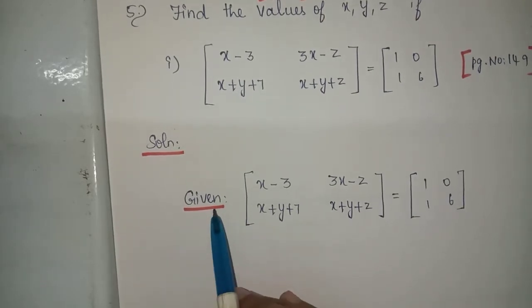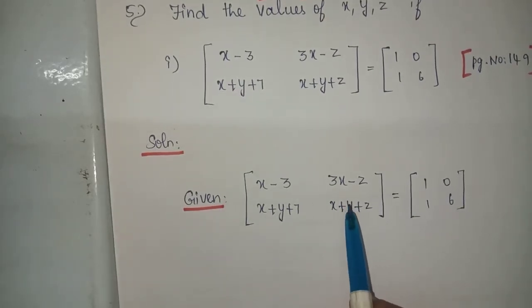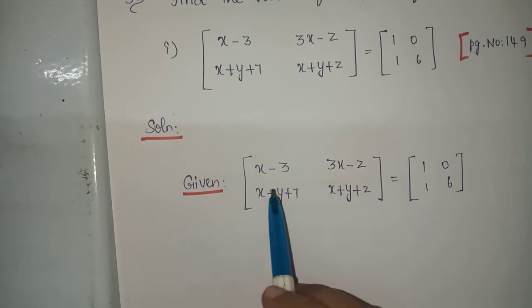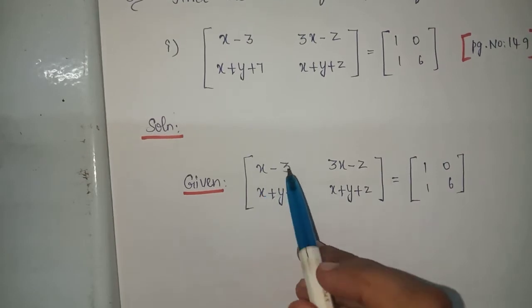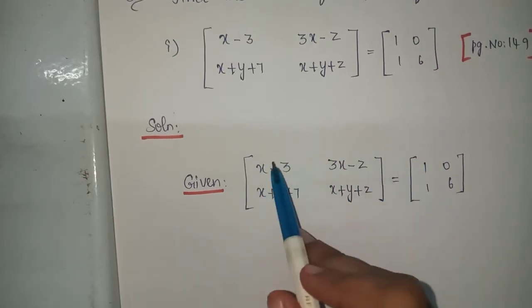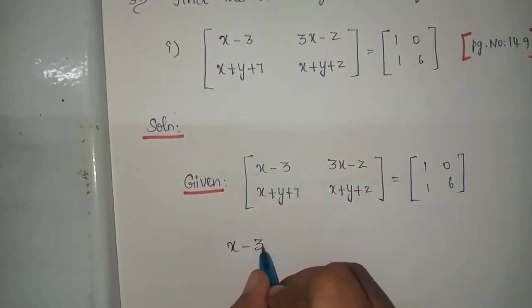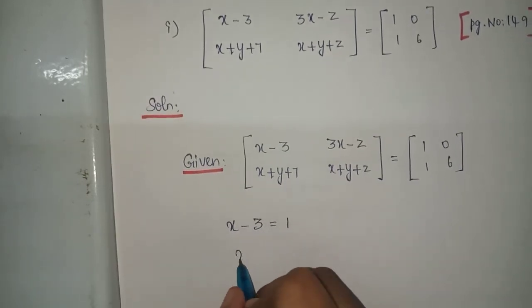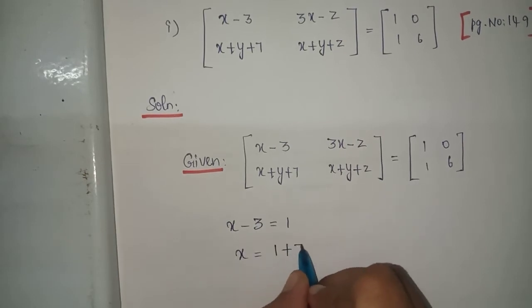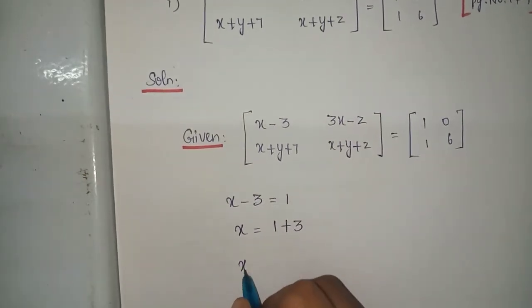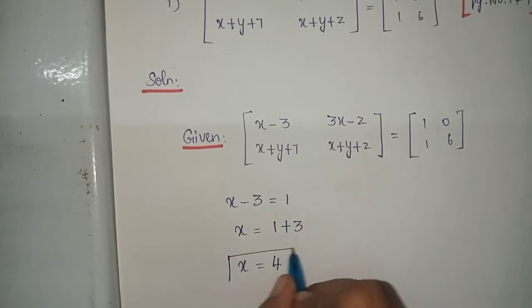In the solution, we write whatever is given in the question. First, we are going to equate the corresponding elements in the A11 position. So x minus 3 is equal to 1, x is equal to 1 plus 3. So the value of x is equal to 4.